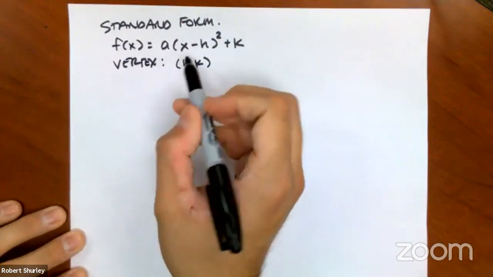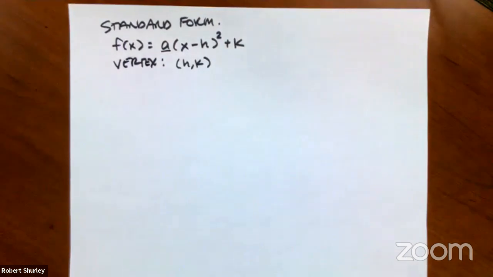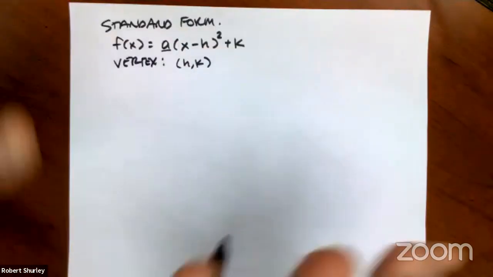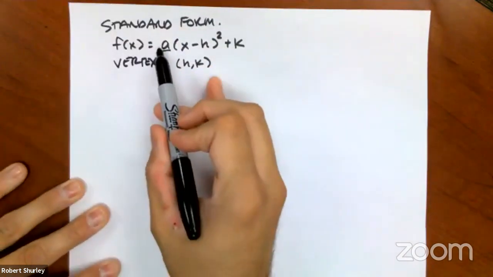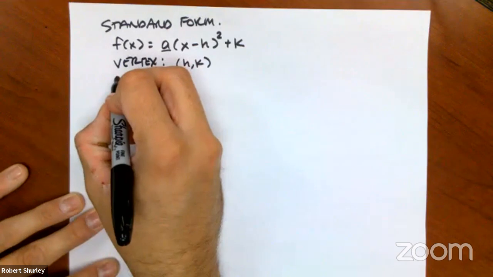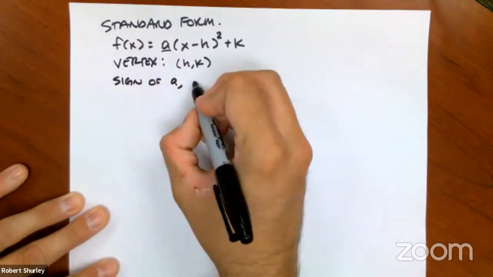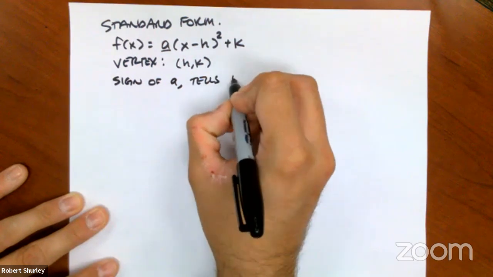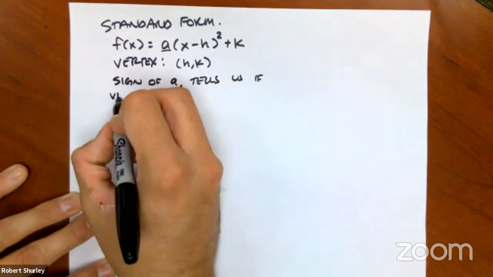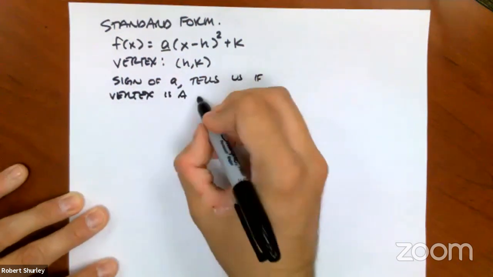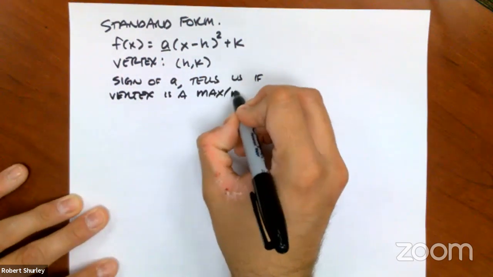Okay. Now the a though, we didn't talk about stretching or shrinking, which is fine. It's not going to affect us here. But this a tells us really if we stretch it or shrink it. I'm not worried about that. What I'm more worried about is the sign of a. So the sign of a tells us if the vertex is a max or a min.